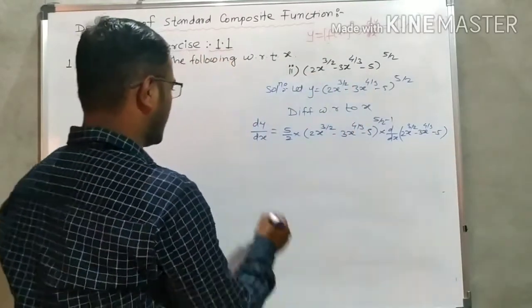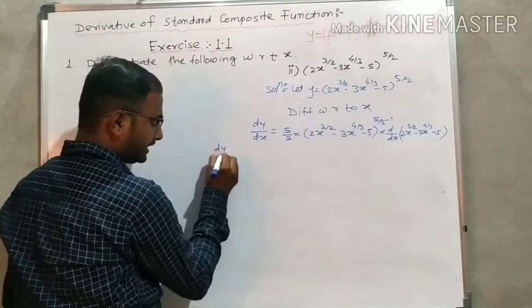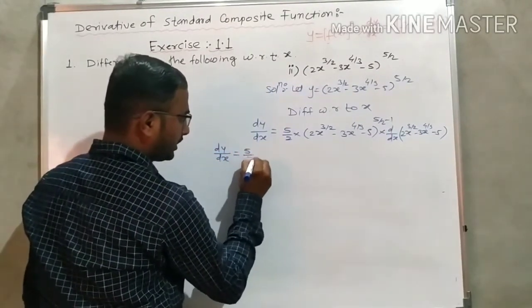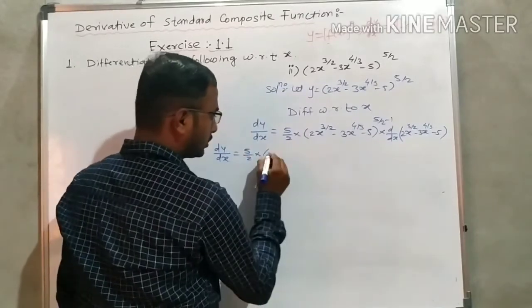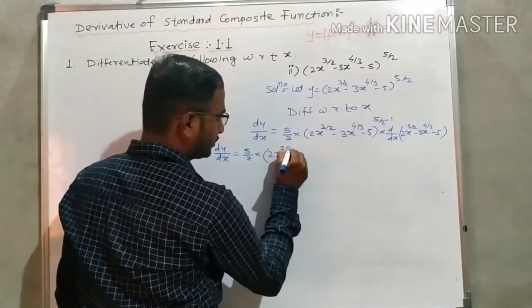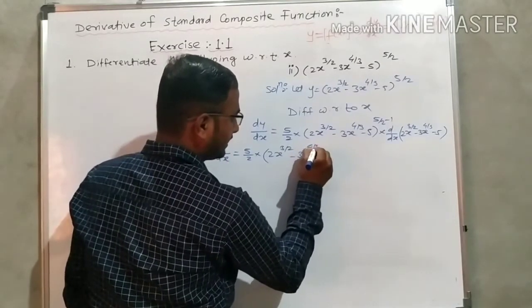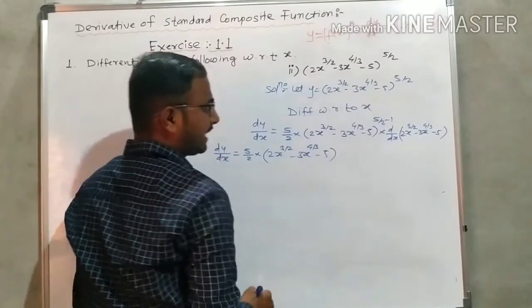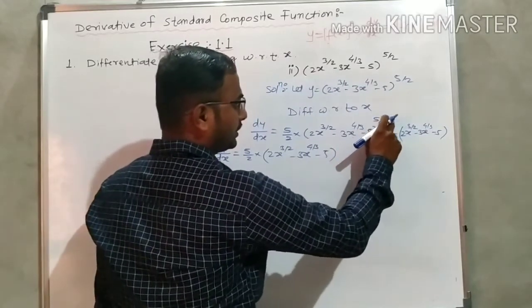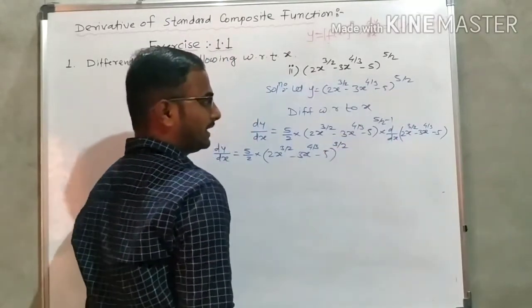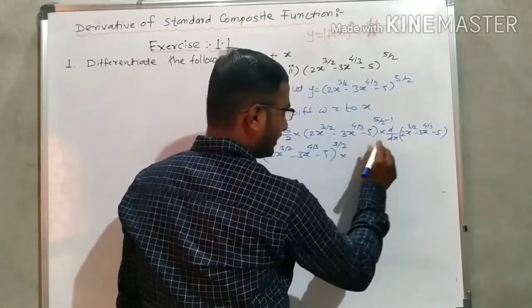Okay, so now solve. dy by dx is equal to 5 by 2 into this bracket, 2x to the power 3 by 2 minus 3 into x to the power 4 by 3 minus 5, in a bracket to the power 5 by 2 minus 1, so 3 by 2, into the derivative of the separate terms.